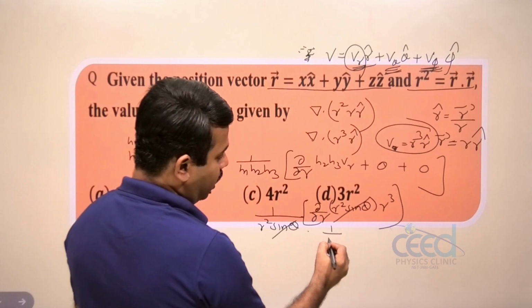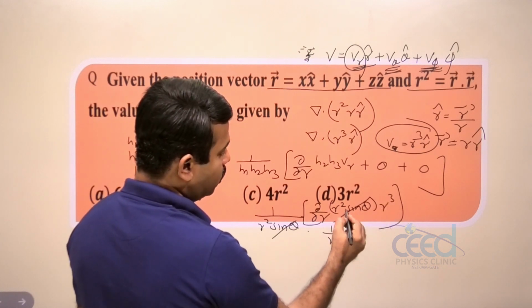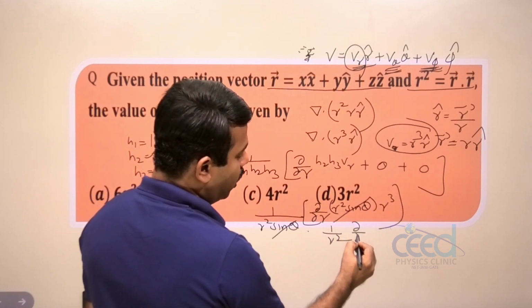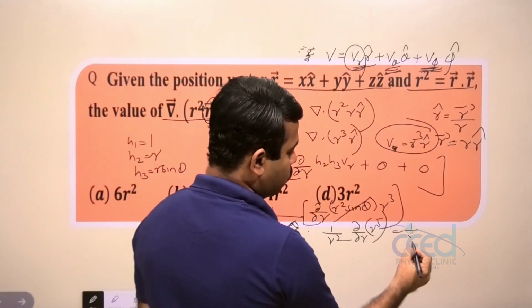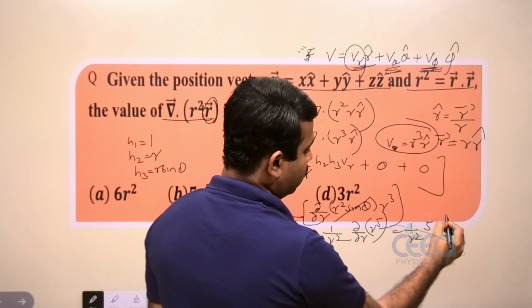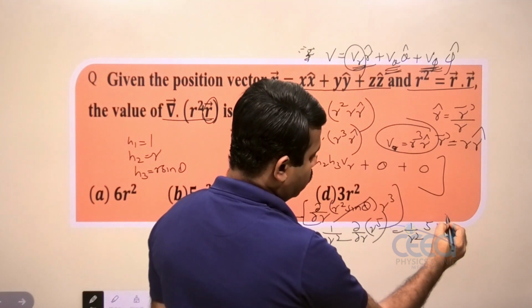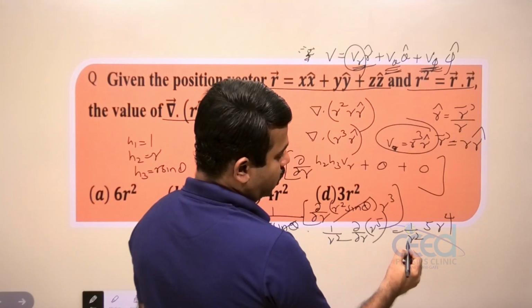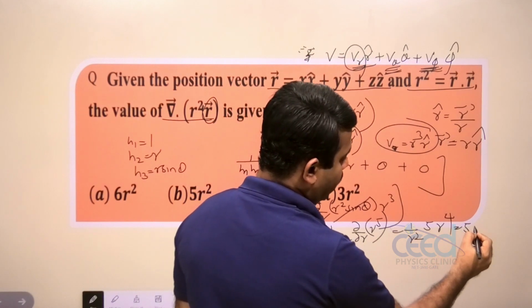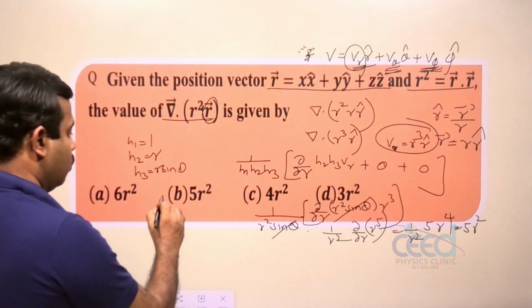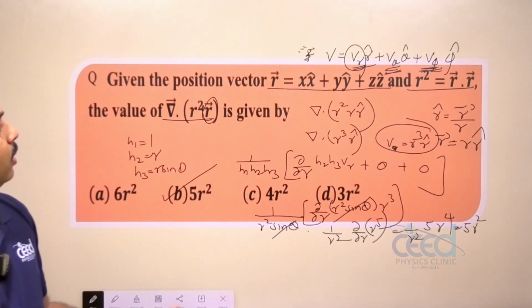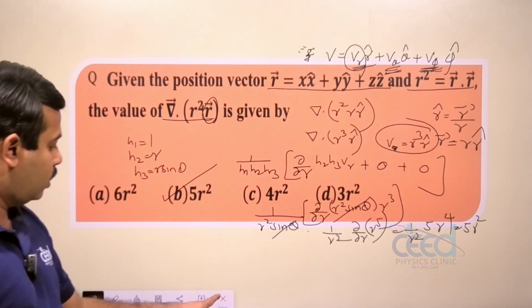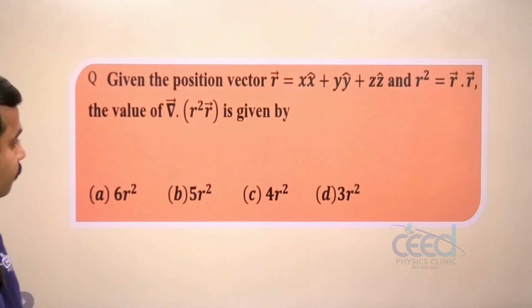Then 1 by r square into what is this? R raised to 5. Dou by dou r of r raised to 5. That means 1 by r square into 5 r raised to 4. Then r square cancels, 5r square is the final answer. Option B is correct, right? Alright. So now again the next question.